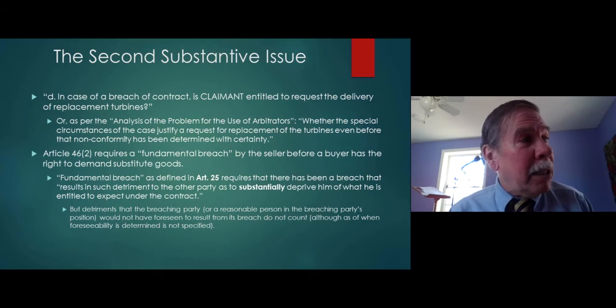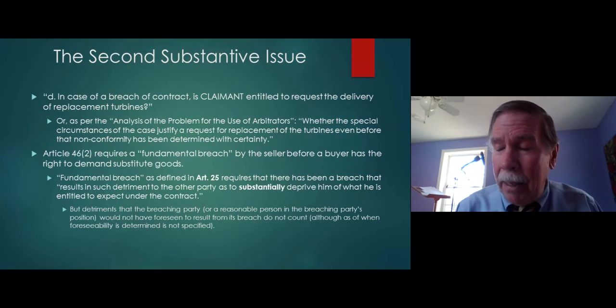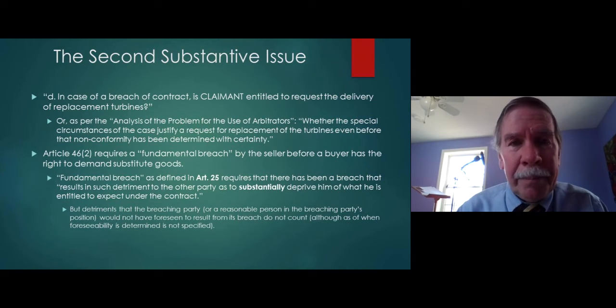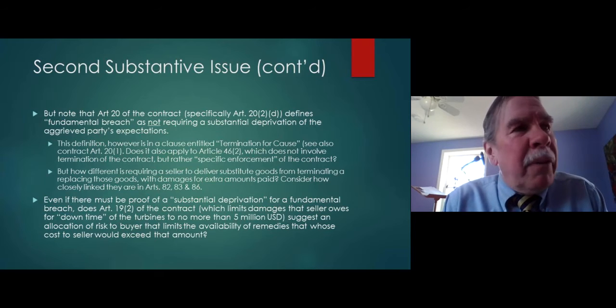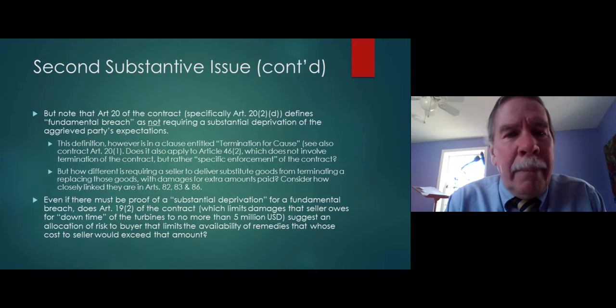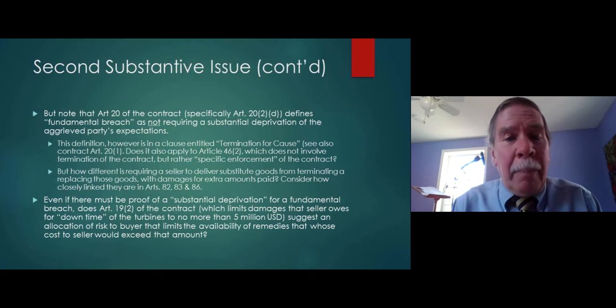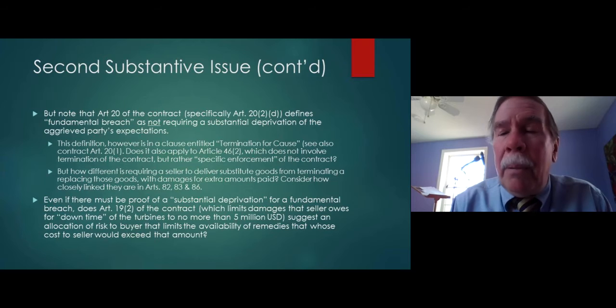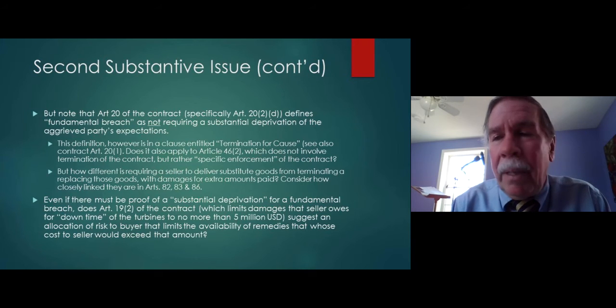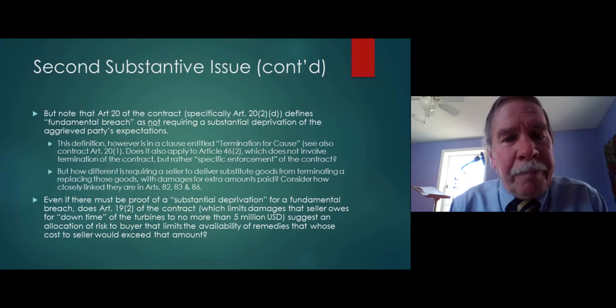On the other hand, if there is excessive cavitation in this case, the consequences are pretty big too. So note that Article 20 of the contract, specifically Article 22D, defines fundamental breach as not requiring a substantial deprivation of the aggrieved party's expectations. I should have underlined substantial there. It just requires that any breach is going to be a fundamental breach, subject to certain limitations, I suppose.